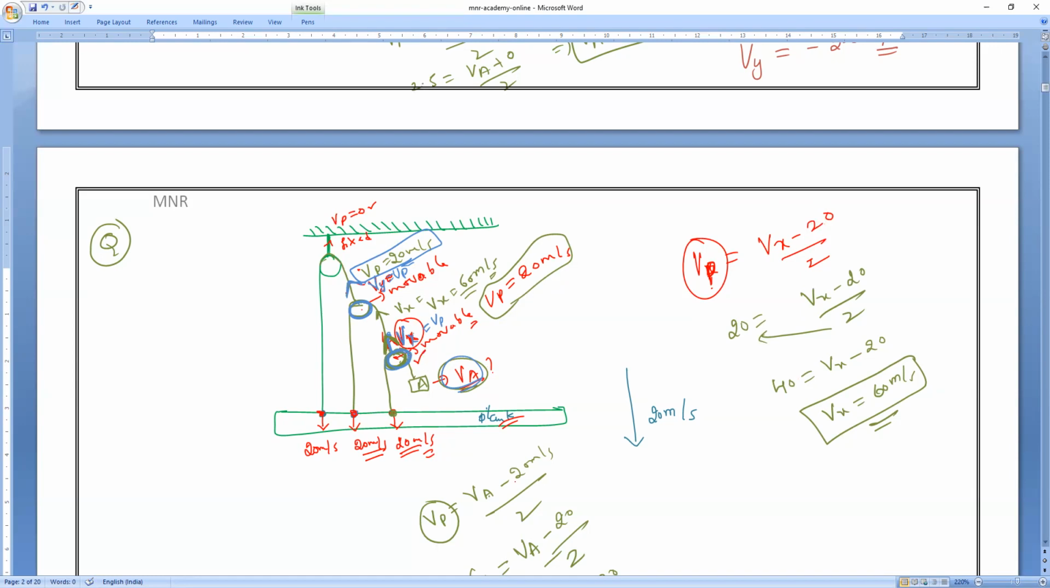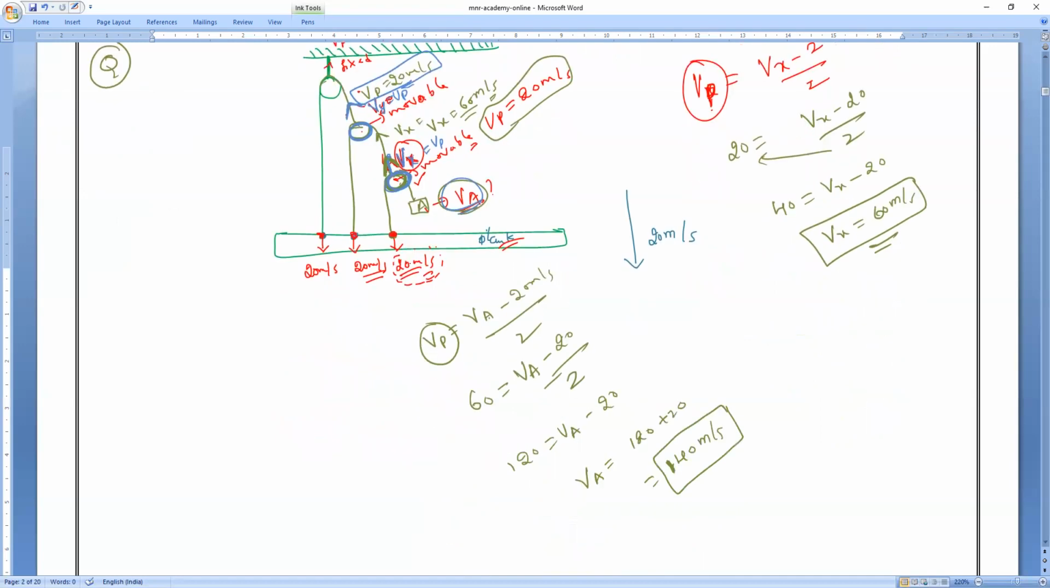Now to calculate the velocity of the second pulley, again there are 2 ends. One end is Va, and the other end is attached to the wooden block. So again the velocity is minus 20, as it is in the downward direction. So that is Va minus 20. So what is Va, everybody? Va is equal to 140 meter per second. That is what you have to remember. So this is what it is. Anybody having any doubt, you can ask me.